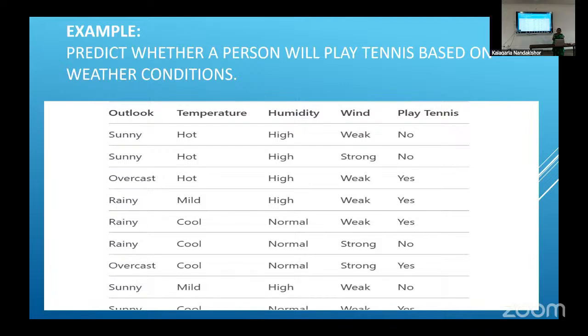Madam, why the program? If the data is given, we can just draw the decision tree, right? He hasn't given any rule. If we are taking sunny, hot, high and weak, the decision tree should be no. If the decision tree is yes, we will go for another value. If the decision tree is no, we will go for another value. Why use the program?